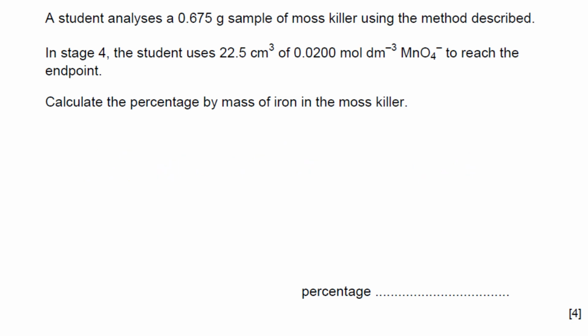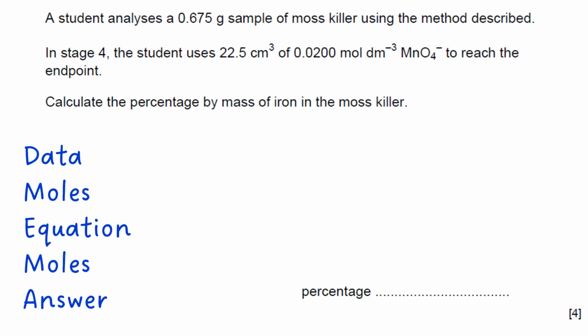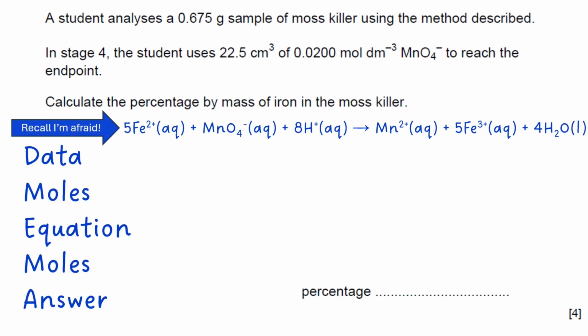So now is the calculation. So now I'm zooming in on where it's got the data so I can use it to do my calculation. I'm going to use the data, moles equation, moles, answer technique. And in this particular instance, you need to recall that equation. So the mole ratio of Fe2+ to MnO4- needs to be recorded from memory.